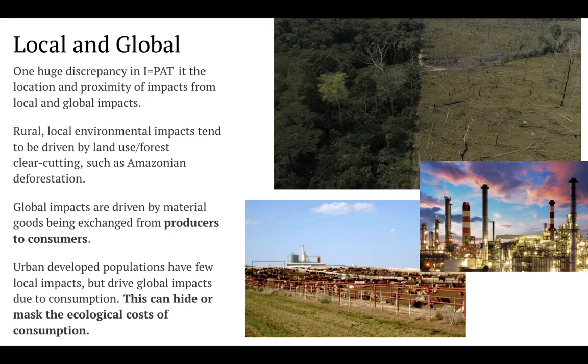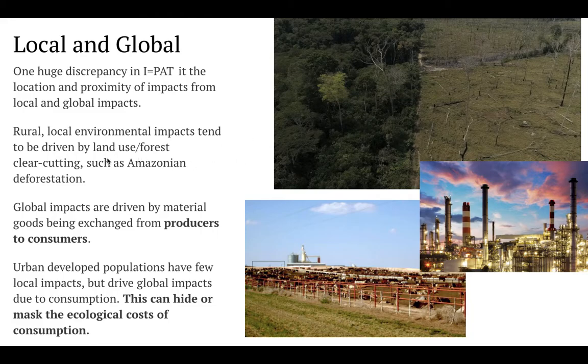So one way we can really break down the IPAT equation is talking about local and global consumption. We tend to see local consumption in rural environments where it's really driven by land use or forest clear cutting, such as the Amazonian deforestation.